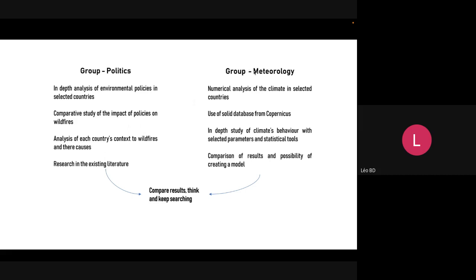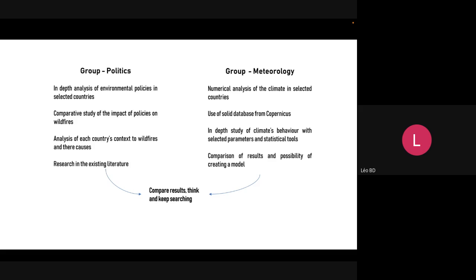On the other side, the meteorological group, which I was part of, had the goal of doing a numerical analysis of the climate in selected countries as well, the same countries, of course, to then compare. And these numerical analyses were done with data which we took from Copernicus. Copernicus is really nice because it's a big database that is free to use. There's no fee. It's open for everybody, and it has a lot of data.